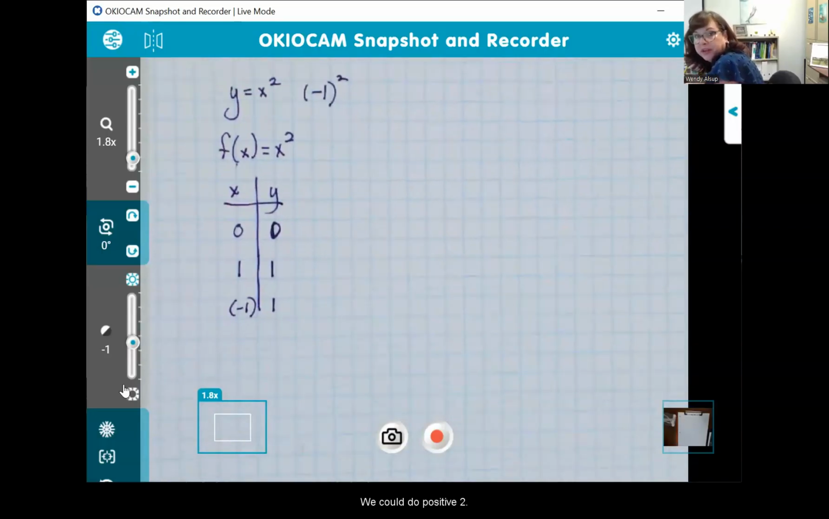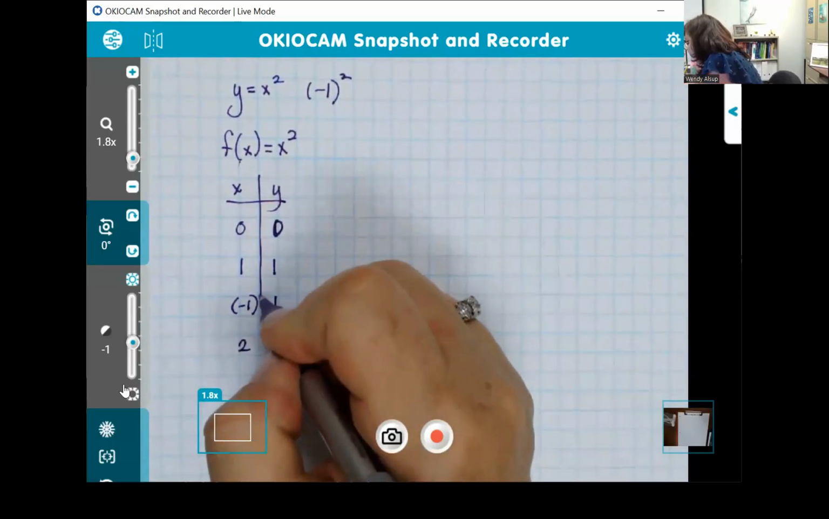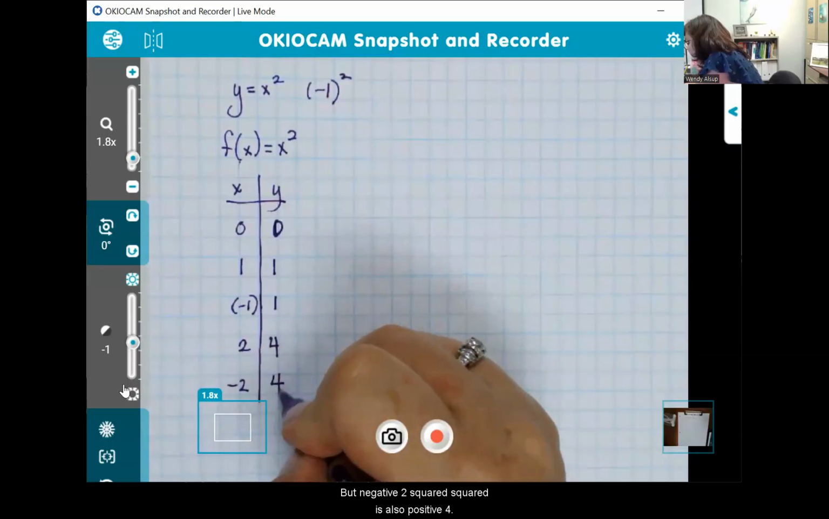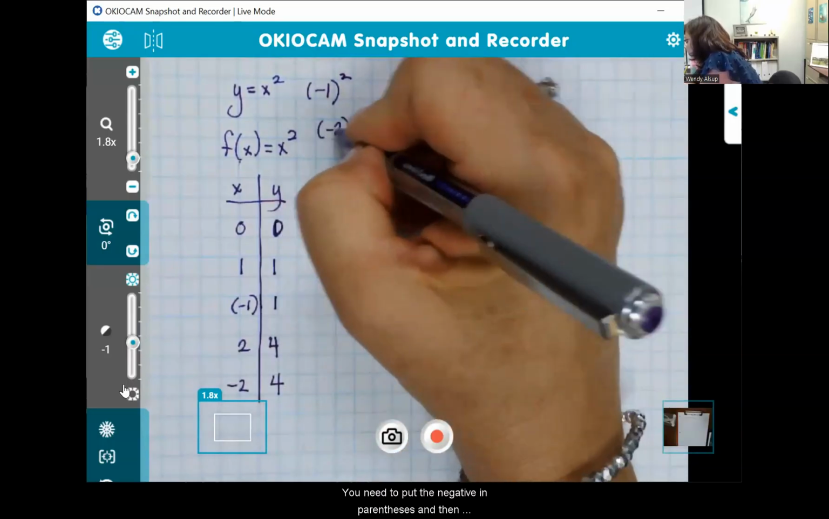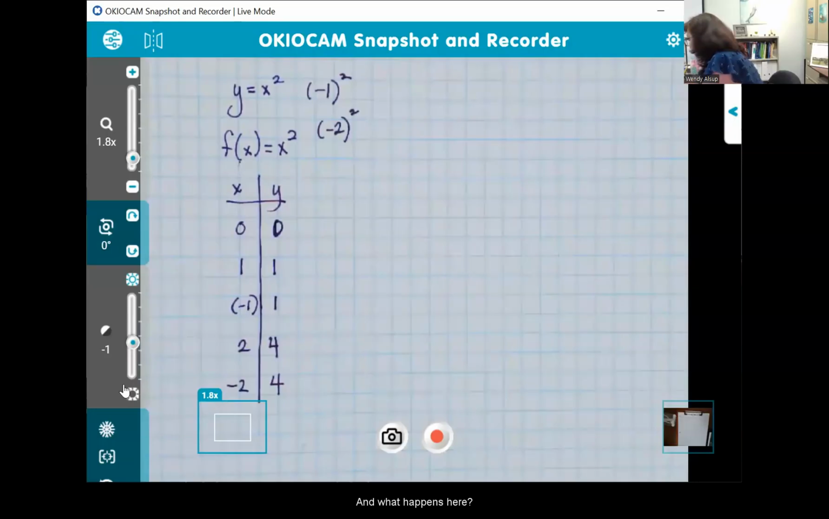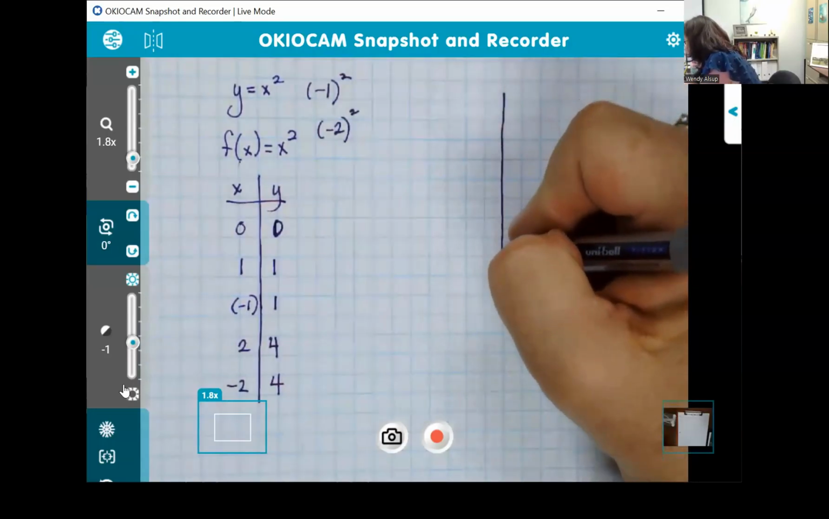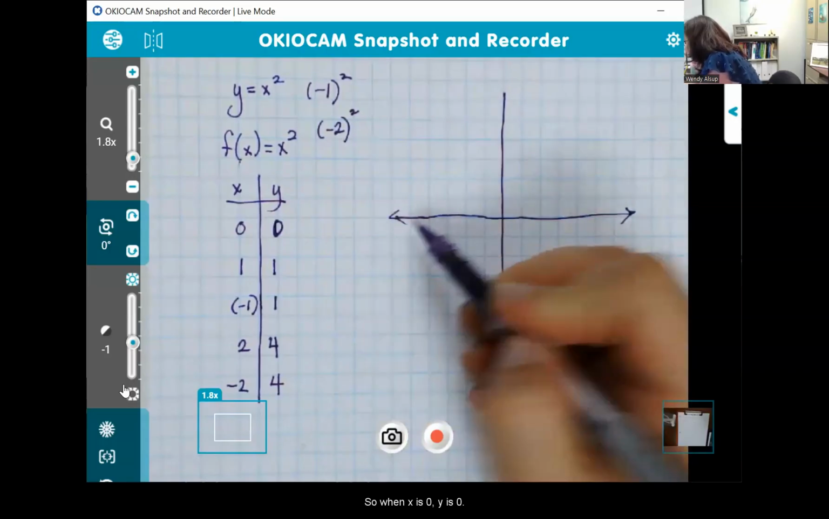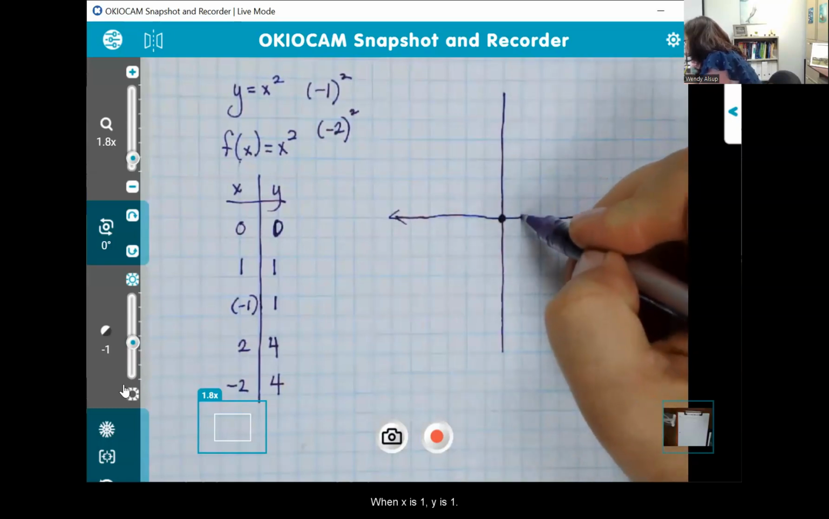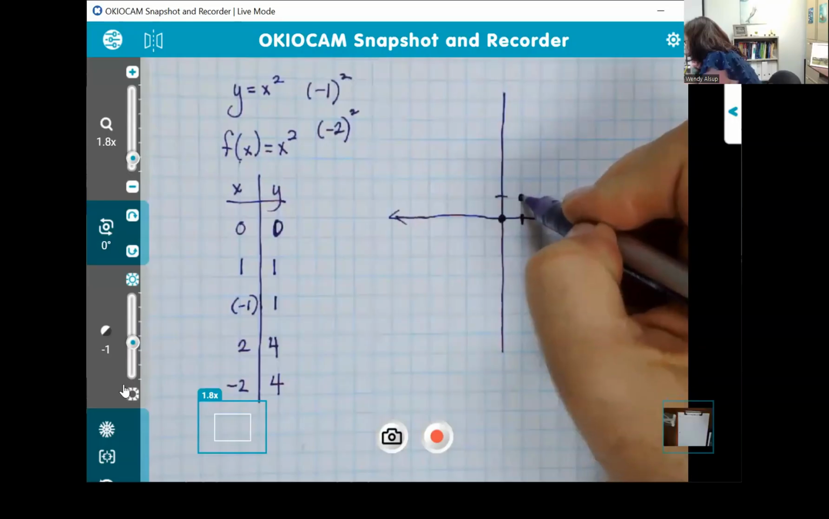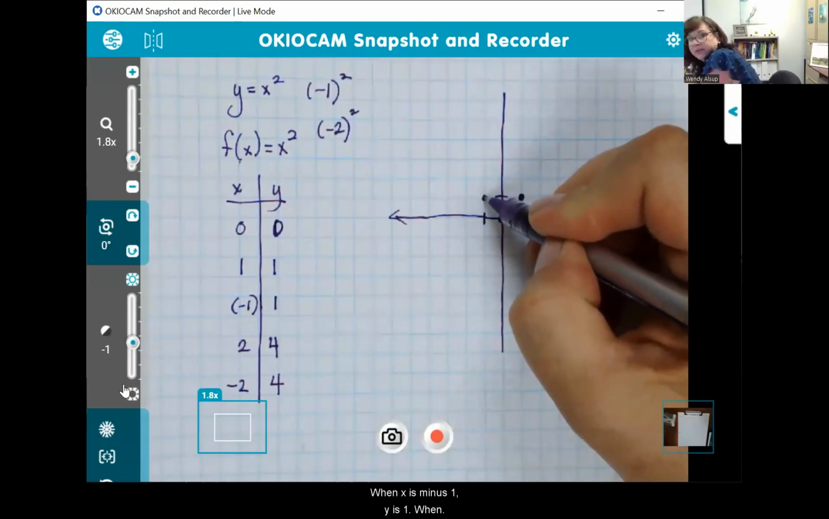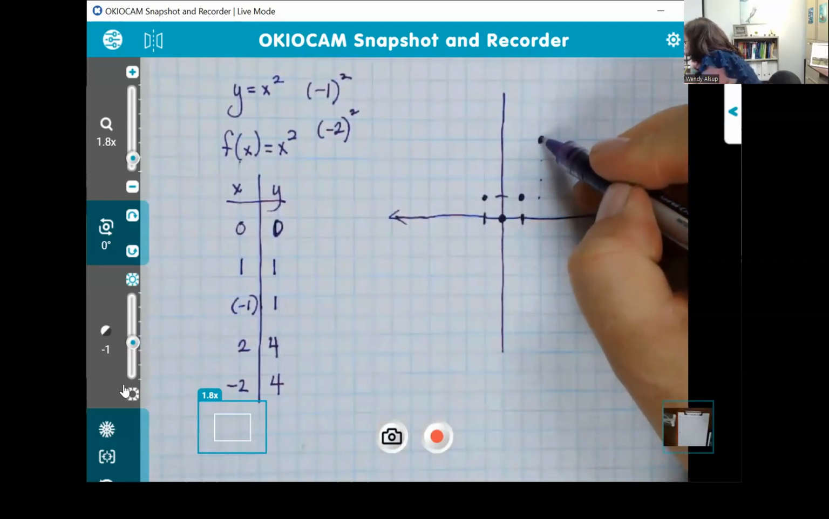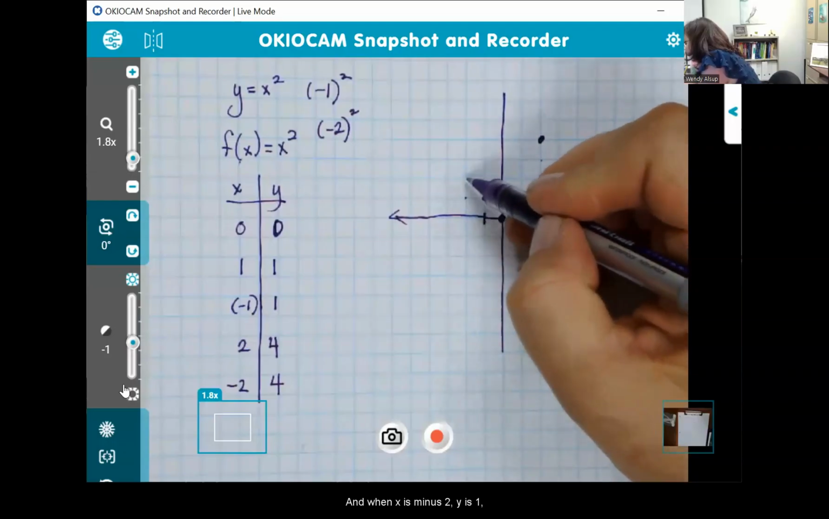We could do a few more. Positive 2 squared is 4, but negative 2 squared is also positive 4. You need to put the negative in parentheses and then square it, and you would get positive 4. And what happens here? We get something that is even. So when x is 0, y is 0. When x is 1, y is 1. When x is negative 1, y is 1. When x is positive 2, y is 4, and when x is negative 2, y is 4.